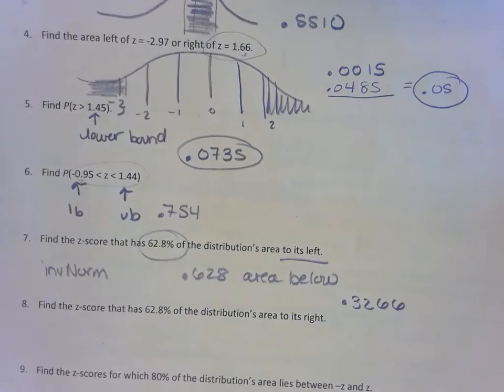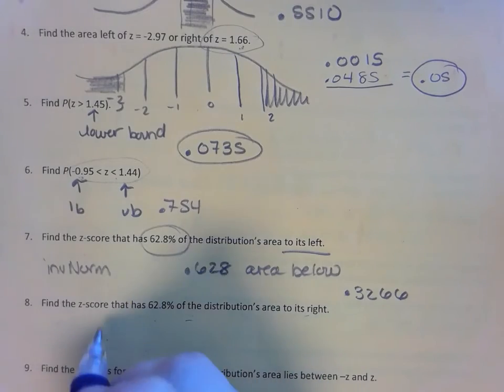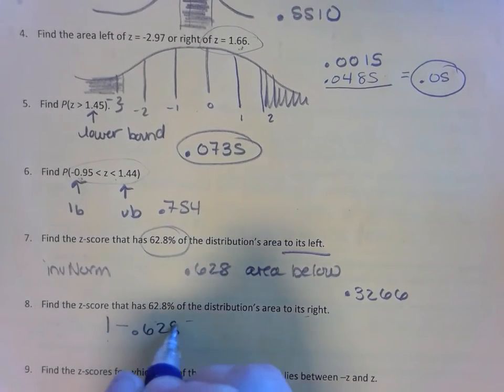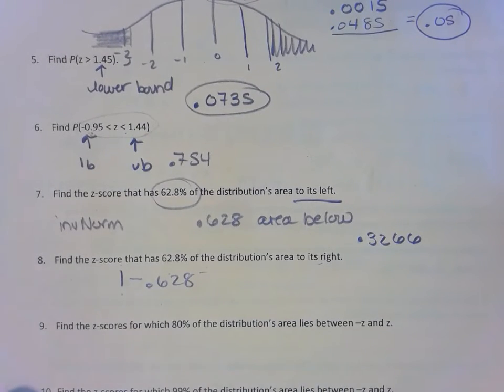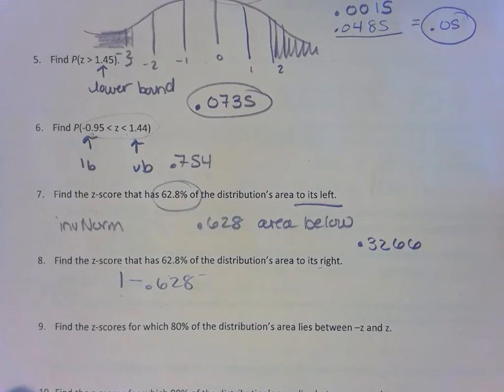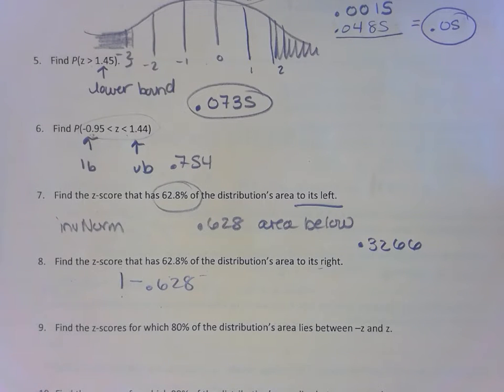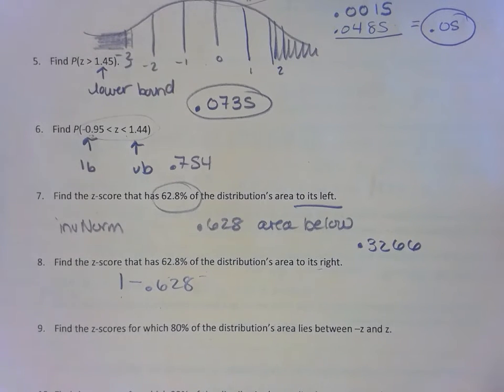Now, if we do 62.8 to the right, we have to do 1 minus 0.628. We always have to use the distribution, the amount of area to the left when we're doing inverse norm. So 1 minus 0.628 is 0.372.